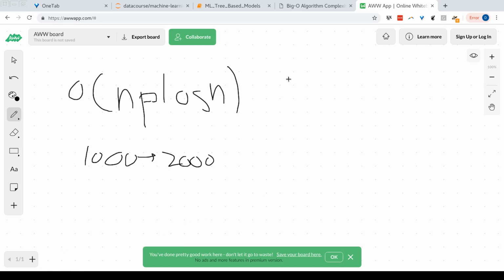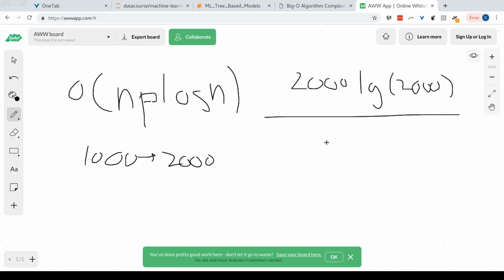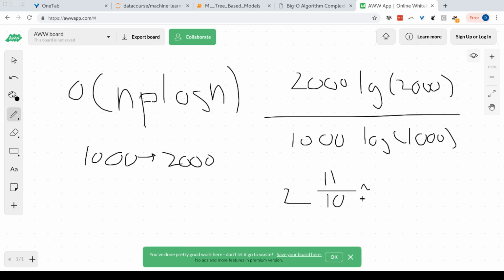So let's go ahead and do the math. So we can do the ratio. So we have 2,000 times the log of 2,000, which we discussed is going to be approximately equal to 11, divided by 1,000 times log of 1,000. So this would be 2 times 11 over 10. So approximately 2.2. So this factor is 2.2.